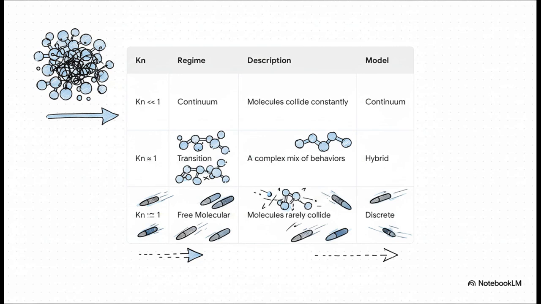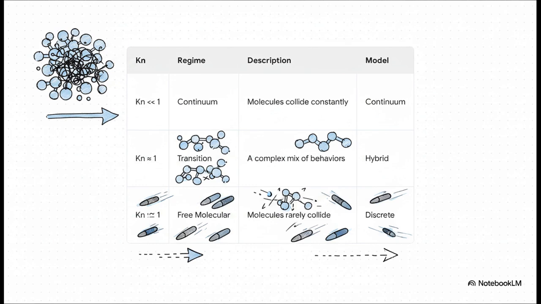Molecules are bumping into each other constantly, so they act like a group. Perfect for the continuum model. But when the Knudsen number is really large, the molecules hardly ever hit each other. They're more like lonely bullets flying through space. That's free molecular flow, and you absolutely have to use the discrete model.